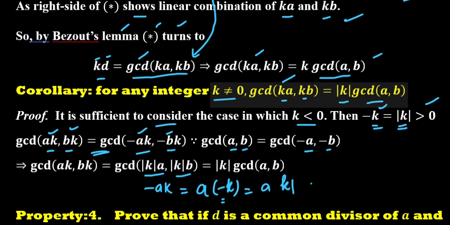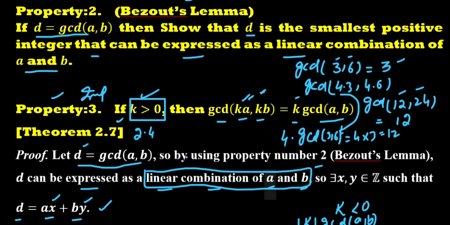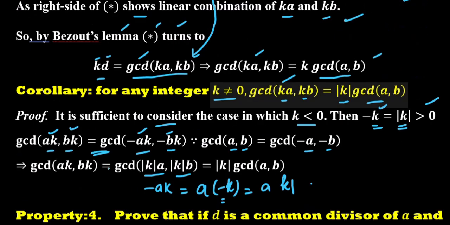Now as absolute k is positive, I can use theorem 2.7, which says if k is positive, then we can take k as a common factor from here, and this is equal to k times GCD of a and b. So the absolute value of k is positive. That's why we can write it in the star. This becomes absolute k times GCD of a and b. So the result holds for any non-zero integer.